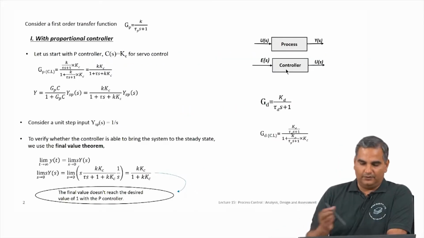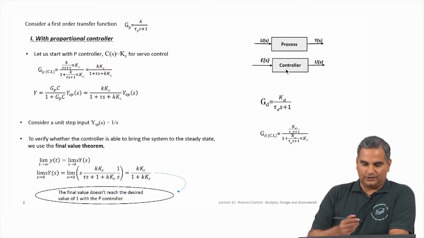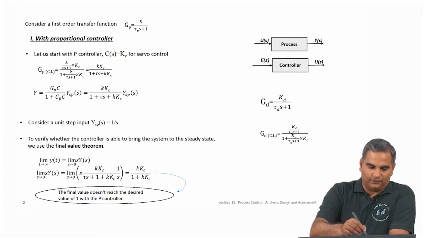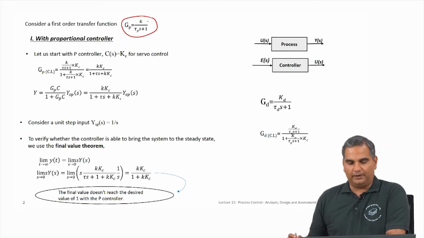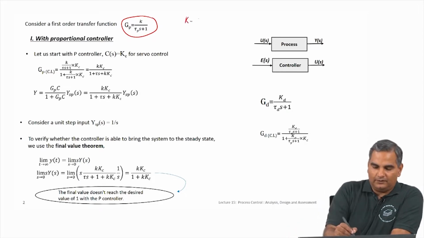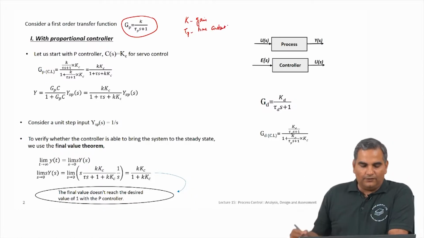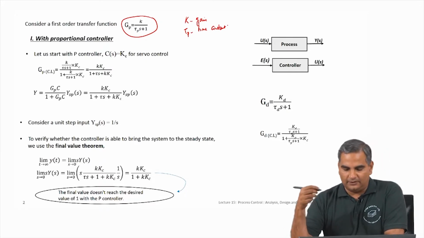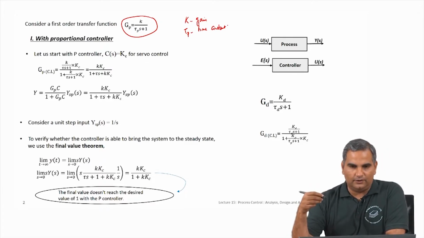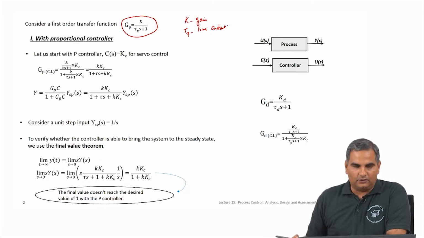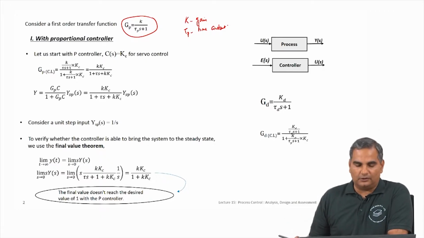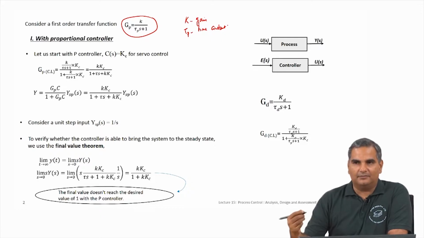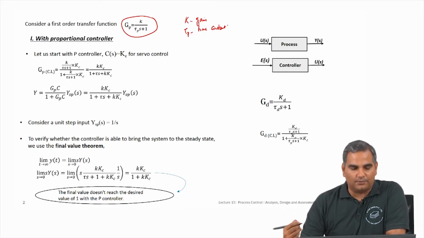So, let us start with a very simple first order transfer function. This is something that we had seen before. It is of the form K over tau p s plus 1. K is the gain of the transfer function, tau p is the time constant of this transfer function. Now, we are going to assume that this is a process, and then we are going to see what happens if I control this process with a proportional controller, and see some performance related computations for proportional controllers and see how well they behave.